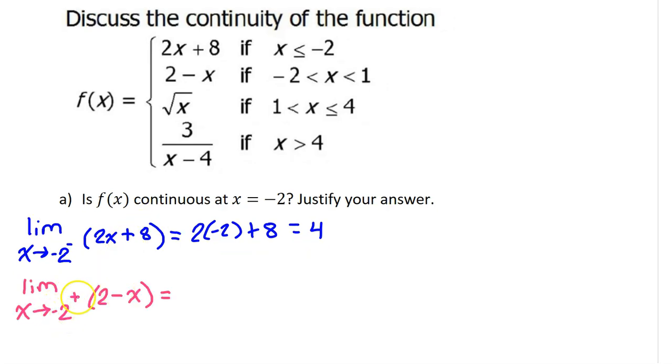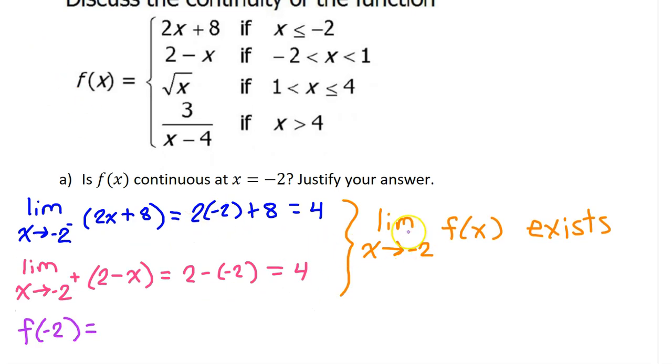As x approaches -2 from the right, the 2 minus x piece applies. We can find the limit as x approaches -2 from the right by direct substitution. So this will be 2 minus -2, which is really 2 plus 2, which is 4. So far we have proven that the limit as x approaches -2 exists because the limit from the left is equal to the limit from the right. They are both equal to 4. However, to prove that f of x is continuous at x equals -2, we must also show that the value of f at -2 is also equal to 4.